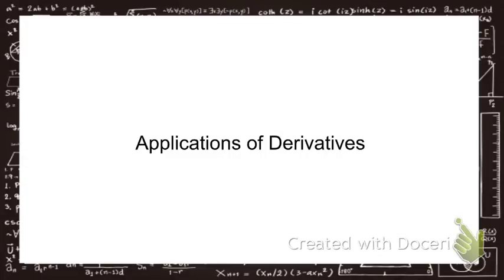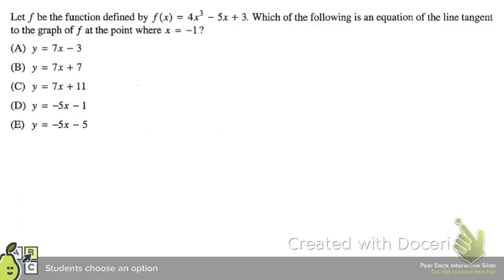Next video is applications of derivatives. First question says, let f be the function defined by f of x equals 4x cubed minus 5x plus 3. Which of the following is an equation of the line tangent to the graph of f at the point where x equals -1? So remember, in order to write the equation of a tangent line, we need two things.